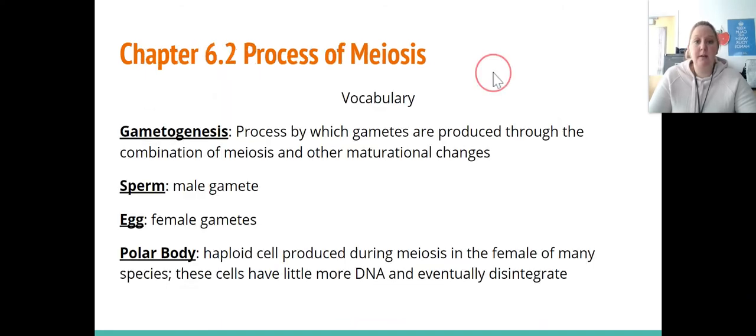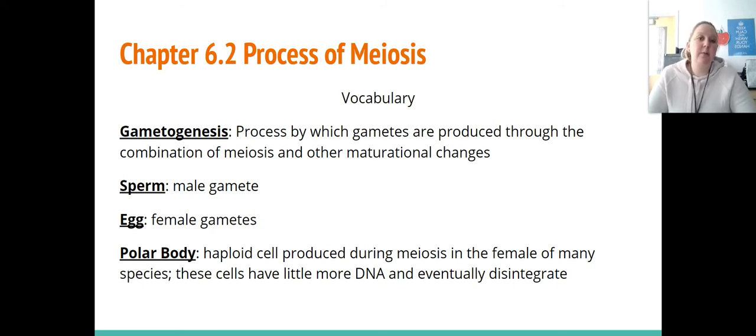Let's preview some vocab for meiosis, which in our next video, we're going to physically see meiosis 1 and meiosis 2 happening together. So we're going to preview some vocab for the rest of this chapter to help make our next few videos make a little bit more sense.